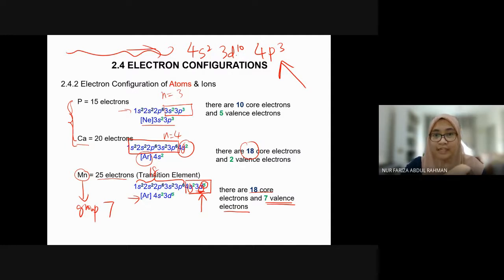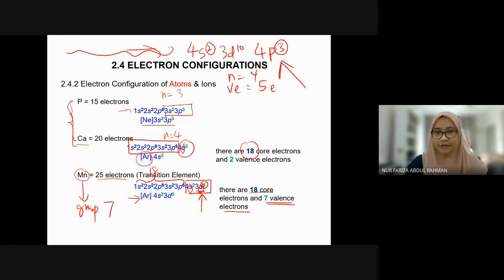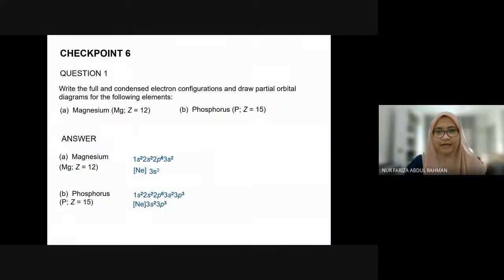Even though you nampak sini ada d, dia bukan transition element sebab dia dah ada p dekat situ. To know the group or the valence electrons for this element, you kena ambil the highest n, because this is a main group element. So you have to total 2 plus 3. The highest n is equal to 4, so the valence electrons are 5 electrons. Faham tak?